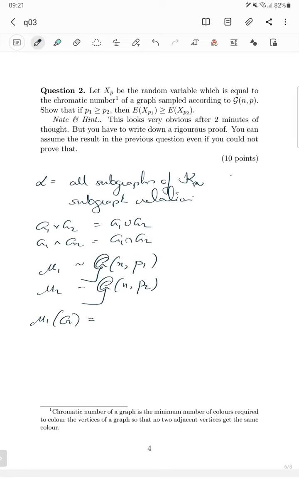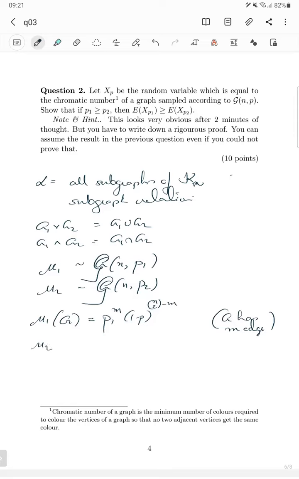What would be mu1 of G if G has M edges? P1 to the power M. Correct. P1 to the power M and (1 minus P1) to the power (n choose 2) minus M.